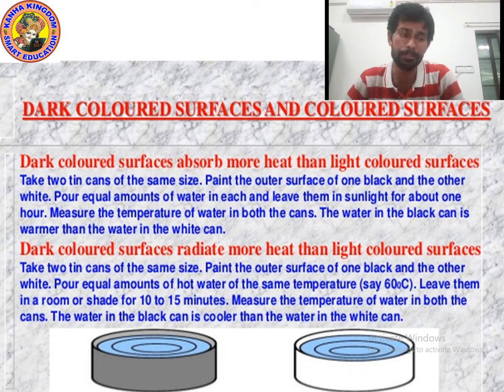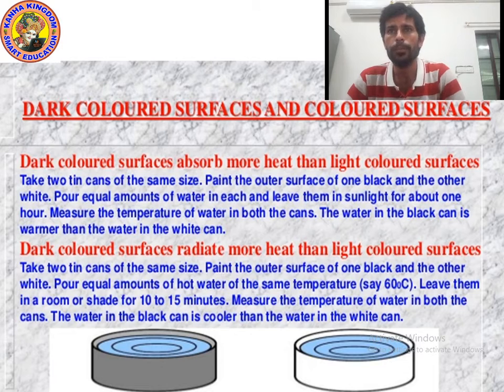Yes, you can do a simple activity. Take two tin cans of the same size. Then what will you do? Paint the outer surface of one black and the other with white color. Okay, so you will take two tin cans, and you will color the outer surface of one tin black, and the other white.